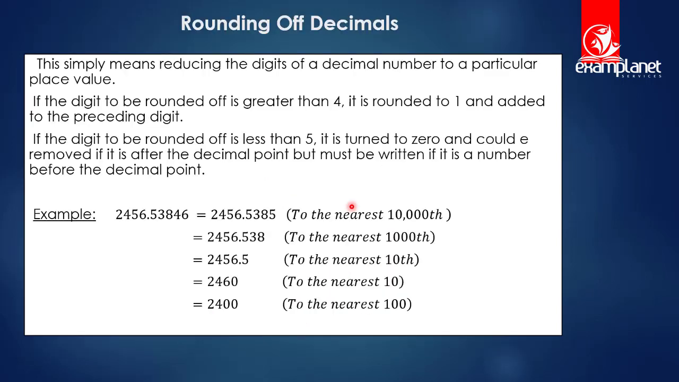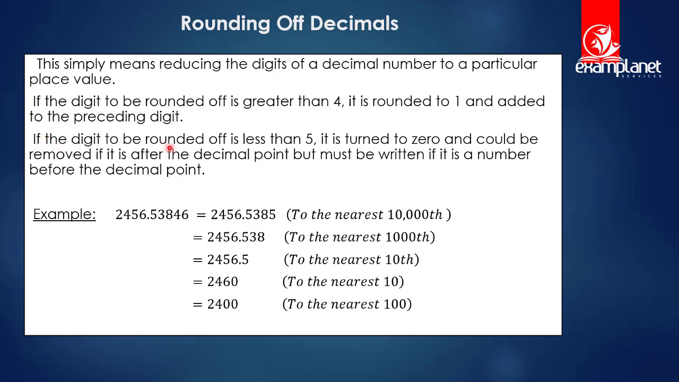Now we have rounding of decimals. When we talk about rounding of decimals, what are we talking about? This simply means reducing the digits of a decimal number to a particular place value. We want to reduce the number of digits after the decimal point. That's when we are rounding off. If the digit to be rounded off is greater than 4, that is, from 5 and above, it is turned into 1 and added to the preceding digit.